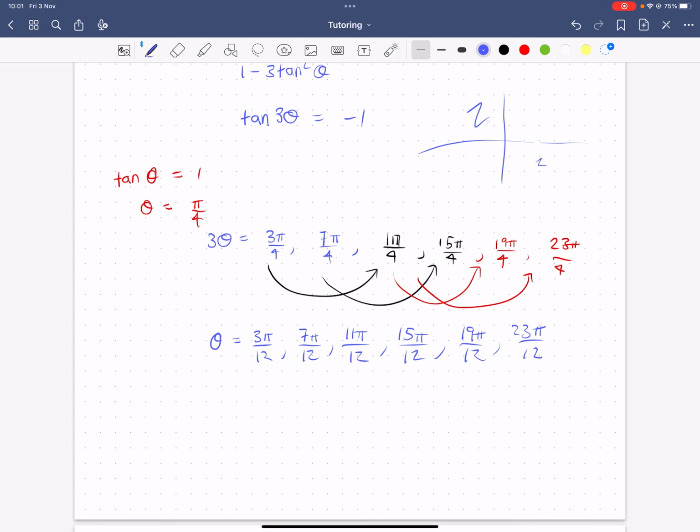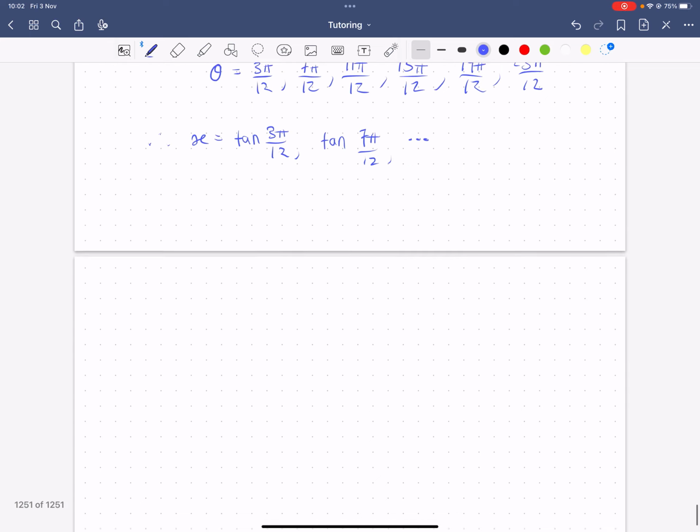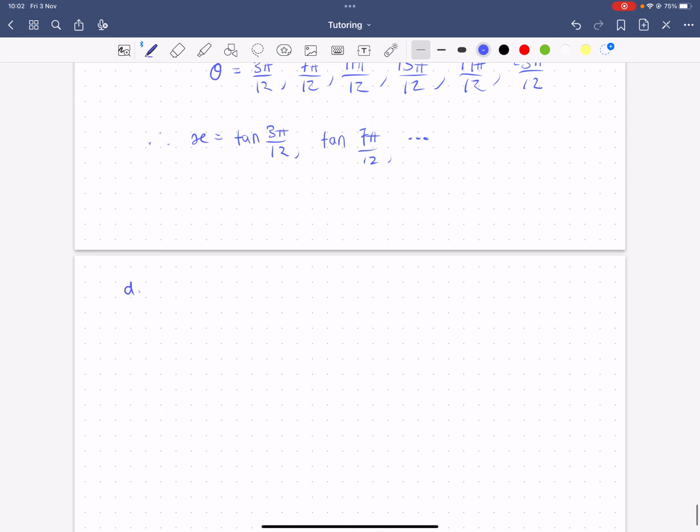And now since we let x be tan theta, therefore x is tan of 3 pi on 12, tan of 7 pi on 12, and so on. Now please in an exam write out all of those solutions, but it just follows that it's going to be tan of all of those angles. Now part D asks us to show that tan of pi on 12 times tan of 5 pi on 12 is equal to 1.